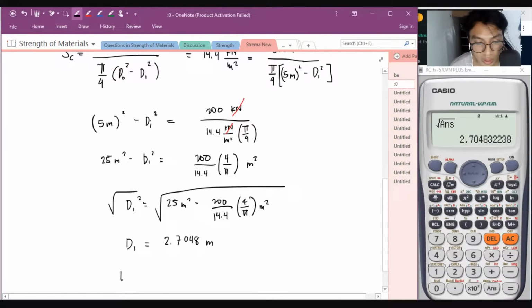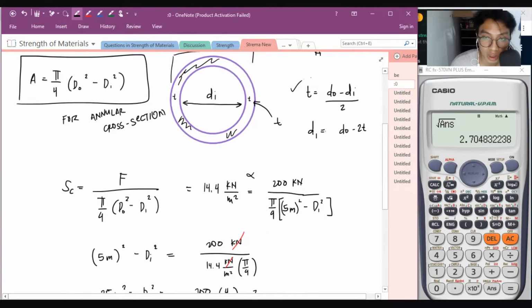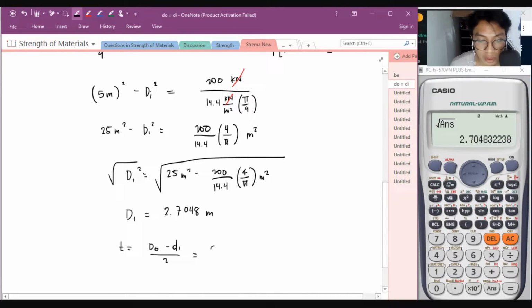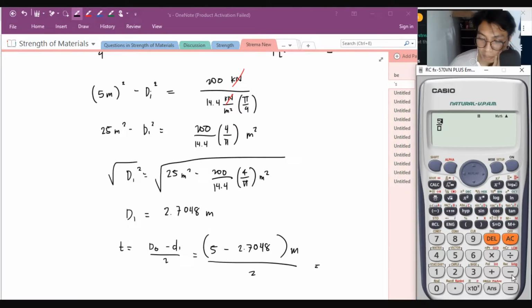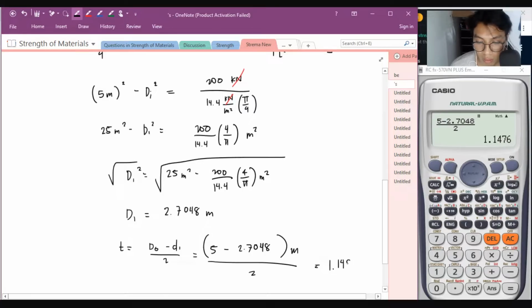So, the thickness is equal to DO minus DI over 2. There it is, thickness. Check. So, the thickness now is 5 minus 2.7048 meters divided by 2. The answer will be 5 minus 2.7 divided by 2. The thickness will be 1.148 meters. Very basic.